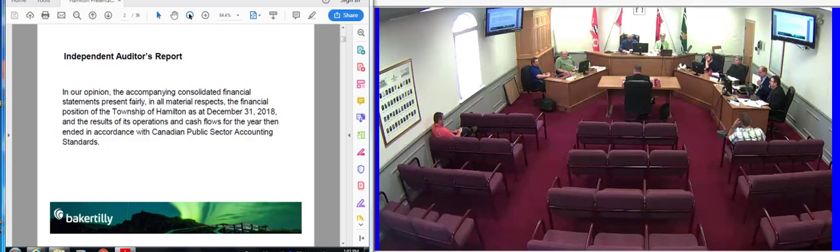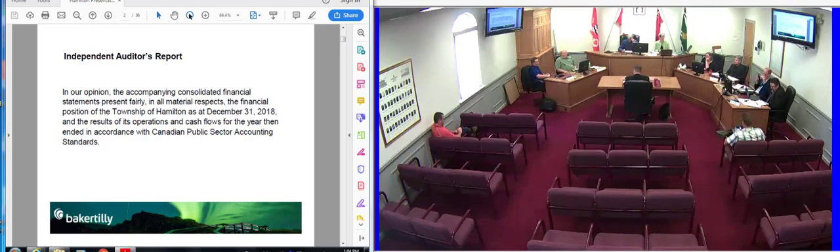A couple things to point out here. First off, it does say consolidated, so the numbers we're going to look at include the township and the results of operations too from the municipal animal shelter. And then as well too, it's prepared in accordance with Canadian public sector accounting standards, more commonly known as PSAB, which are not your standard commercial type accounting policies, so I will try to point out the differences there as we go through.